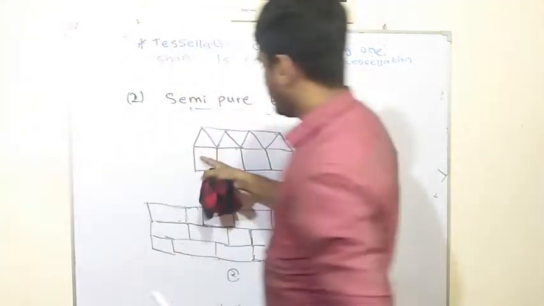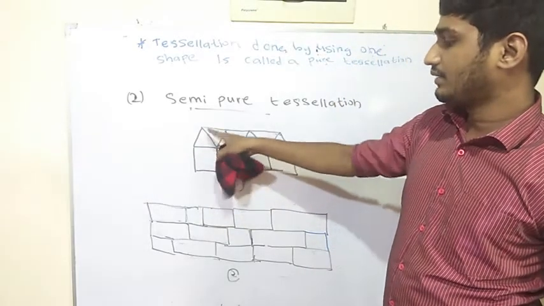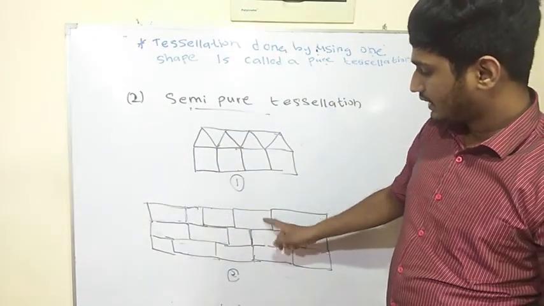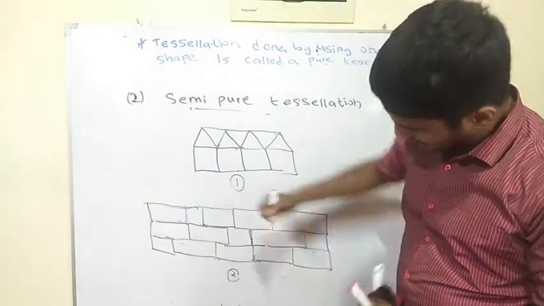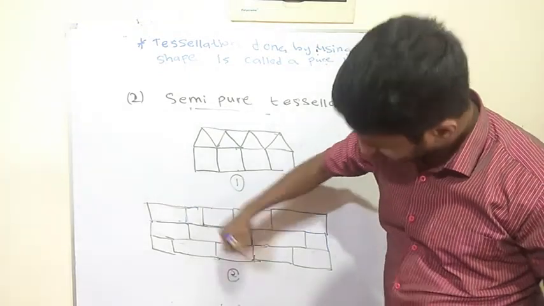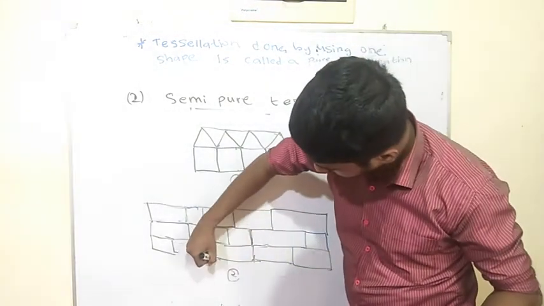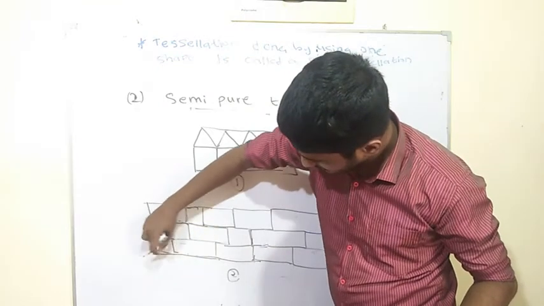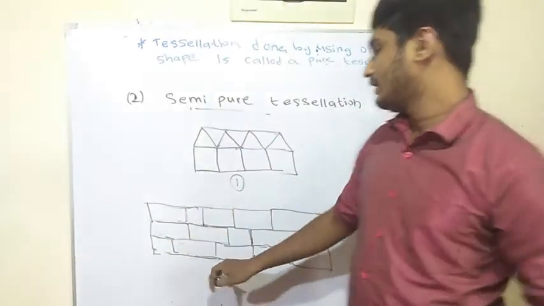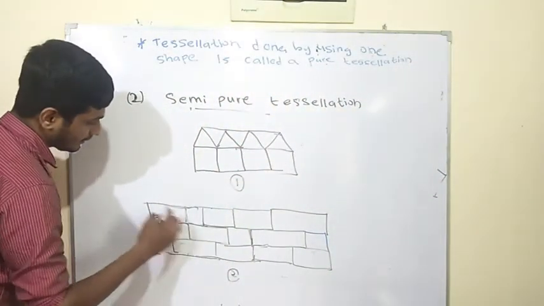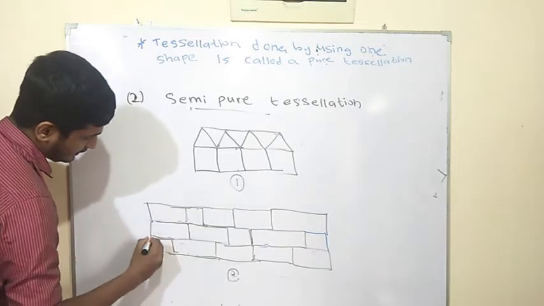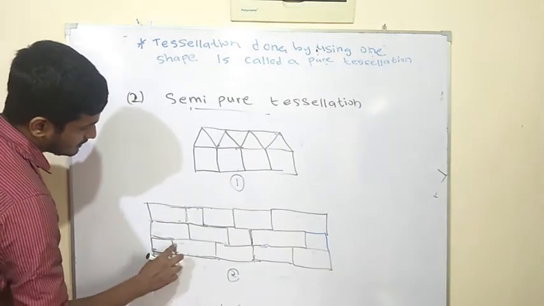In number 1, 2 shapes have been used, a square and a triangle. Here we have used a rectangle and also a square. A rectangle as well as a square have been used in this diagram.